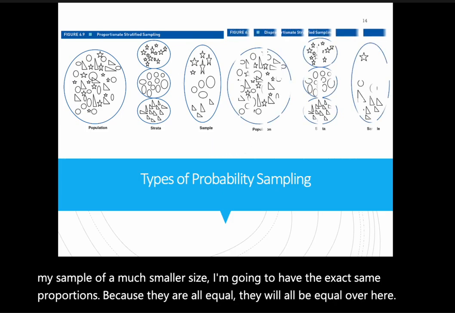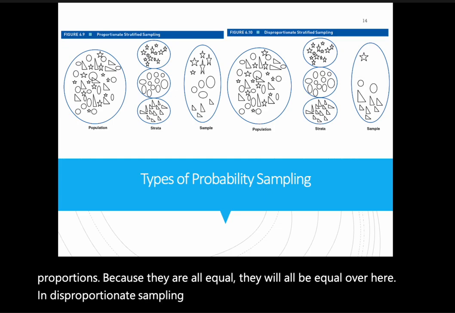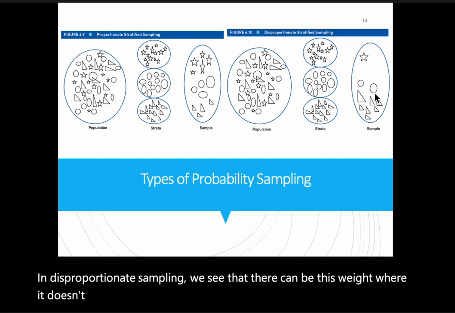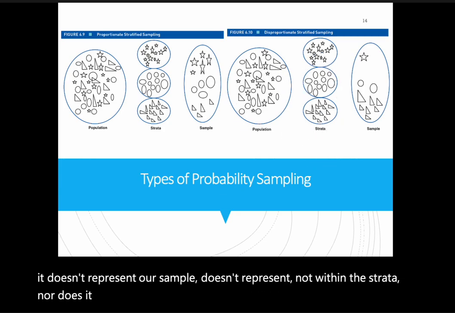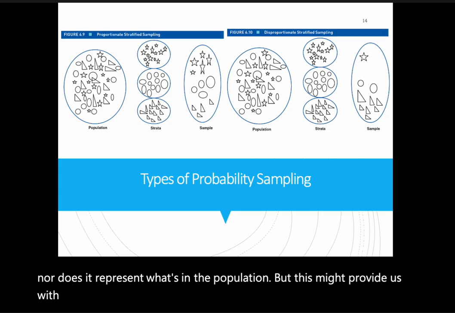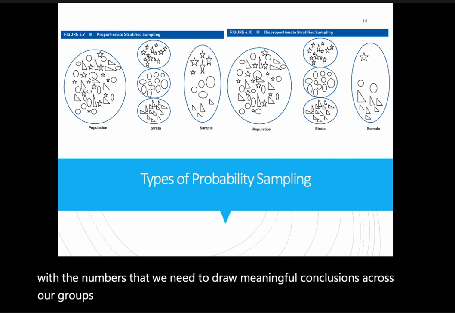In disproportionate sampling, we see that there can be this weight where our sample doesn't represent what's in the strata, nor does it represent what's in the population, but this might provide us with the numbers that we need to draw meaningful conclusions across our groups.